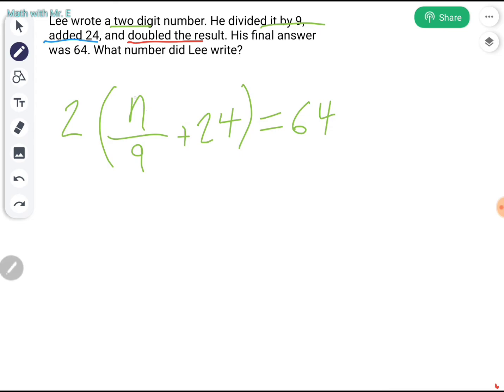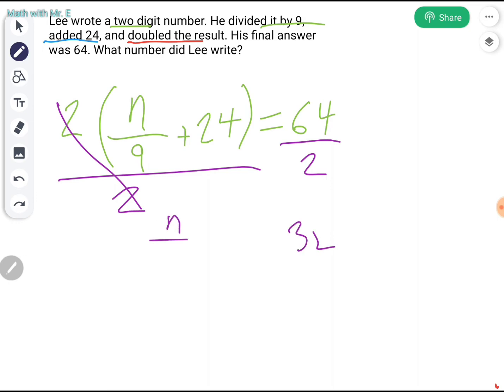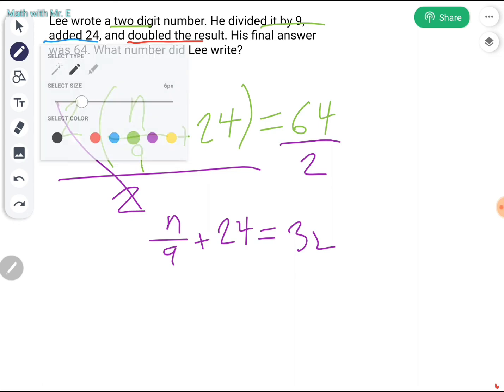So in order to isolate n to figure out what this starting number is, we're actually, just like before, going to work backwards. So the first thing that we can do, our last step in this problem was multiplying by 2. So we can go ahead and do the opposite of that by dividing by 2. So that will cancel out. 64 divided by 2 equals 32. So then we have n divided by 9 plus 24 equals 32.